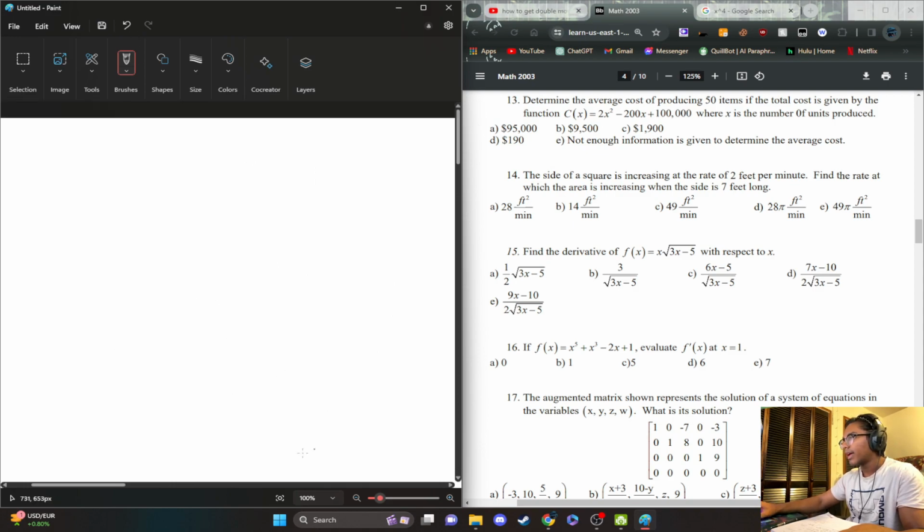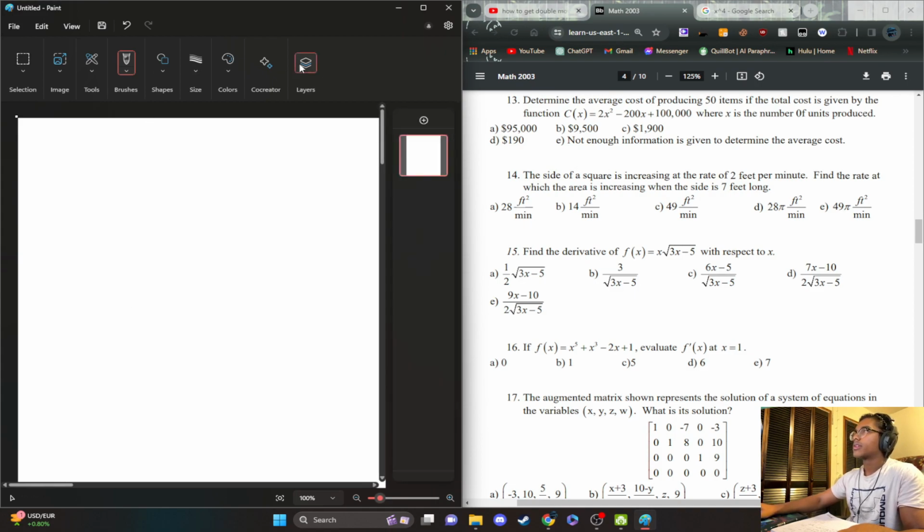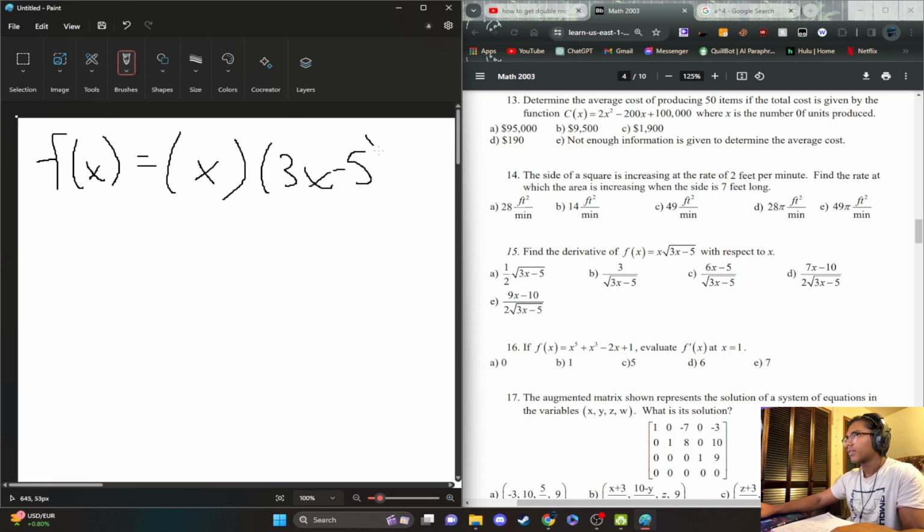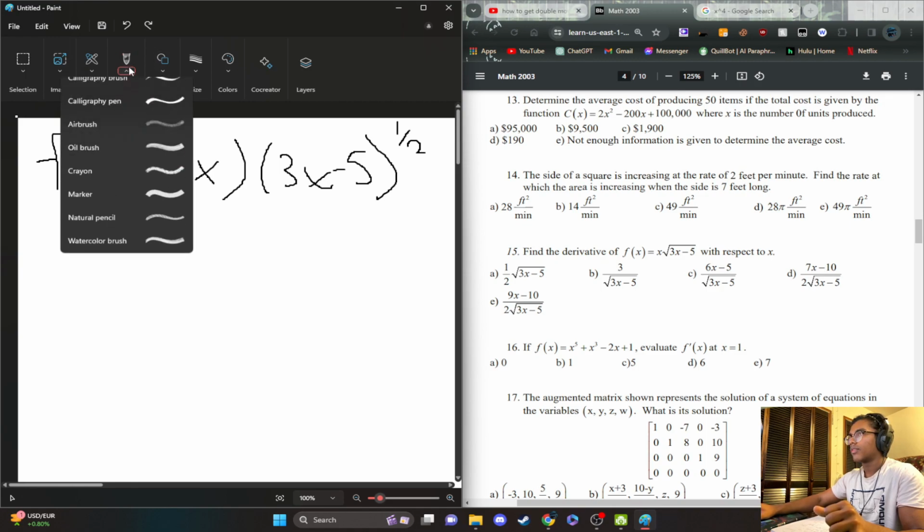The derivative of that with respect to x. Okay, so derivative is super easy. All you do is kind of solve it with product rule. So you have f of x equals x on the outside times 3x minus 5 to the half power. So whenever you have something that is in square root, you just turn this into an exponent, to the half power. After you do that, then you find out the derivative of each.